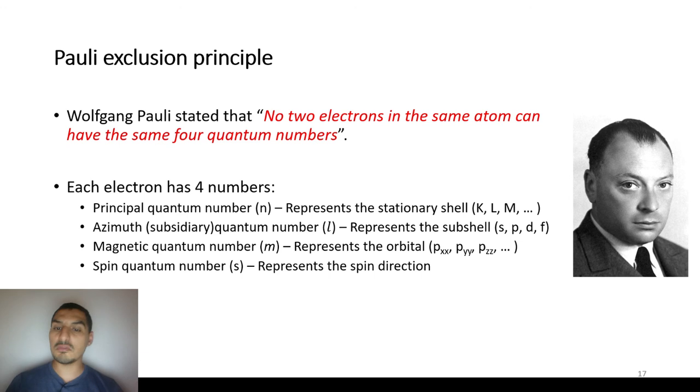So no 2 apartments will have the same 4 numbers. You would go to a specific street, a specific building, a specific floor, and a specific apartment. And the electrons are the same. This electron in this place has the 4 numbers. No other electron in the same atom can have the same 4 numbers.